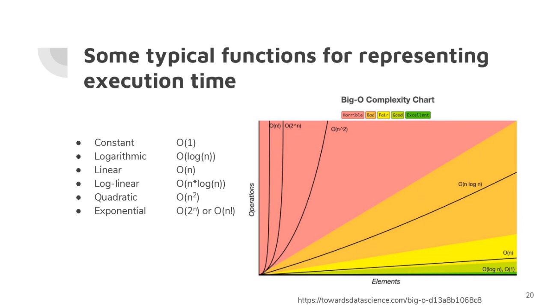Log linear, which here has a bad rating in the complexity chart, I wouldn't classify as bad. It's still manageable, but with a log linear algorithm and extremely big input sizes, it may impede real-time applications. If you have an algorithm that wants to compute something in real time, log linear is difficult for very large values of n.